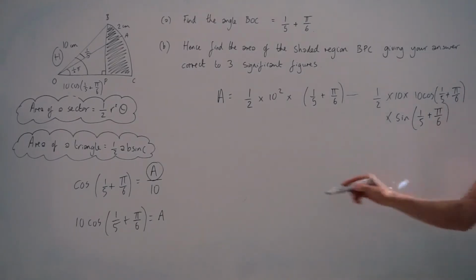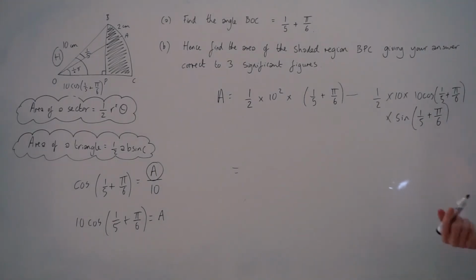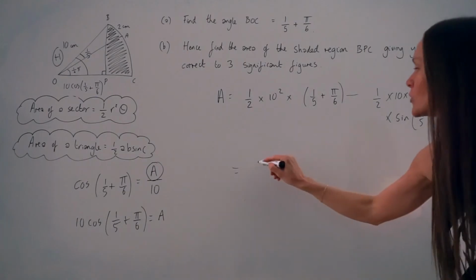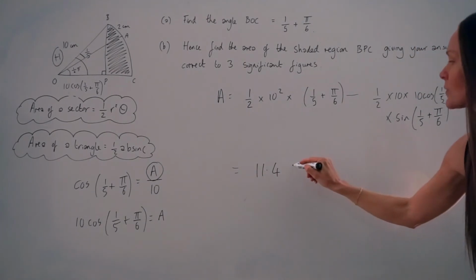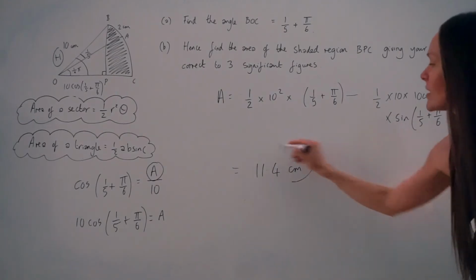Okay, so when you put all of this into the calculator, this will give you the area of the shaded region, and if you round it to 3 significant figures, you should find at the end it comes to 11.4. And remember, the units for area are always going to be centimeters squared.